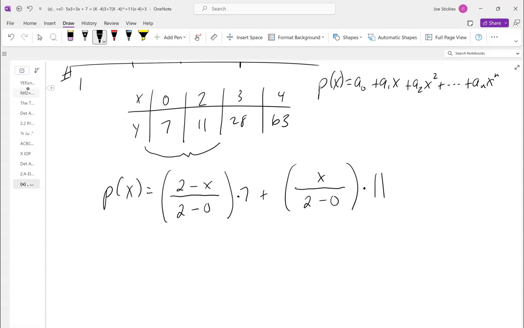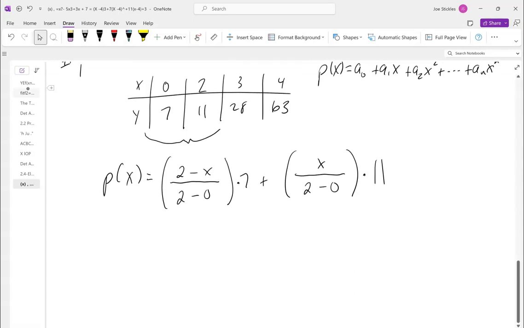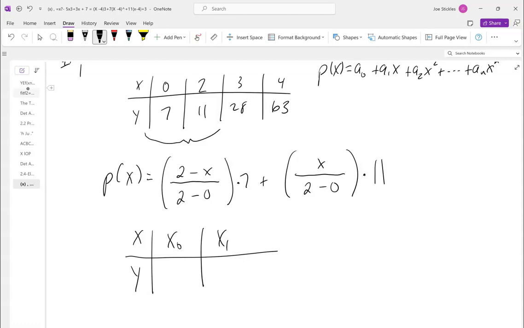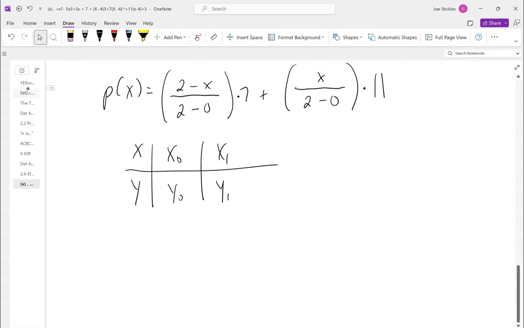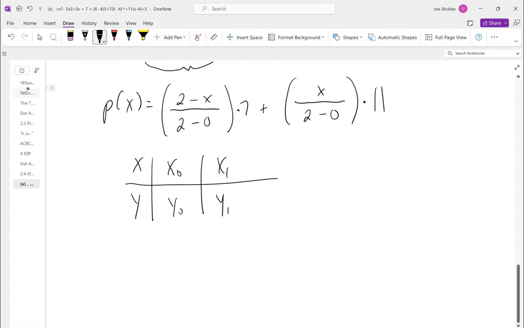So generally speaking, what could we have done? Let's just say we had a general idea here. Let's say we had x naught and x1, and then we had y naught and y1. Let's see if we can extend this. And again, we're just doing this for lines, and then we will extend it to higher degree polynomials. The reason why I had to do the 2 minus x up here is because I reversed my order a little bit, didn't I? Okay.